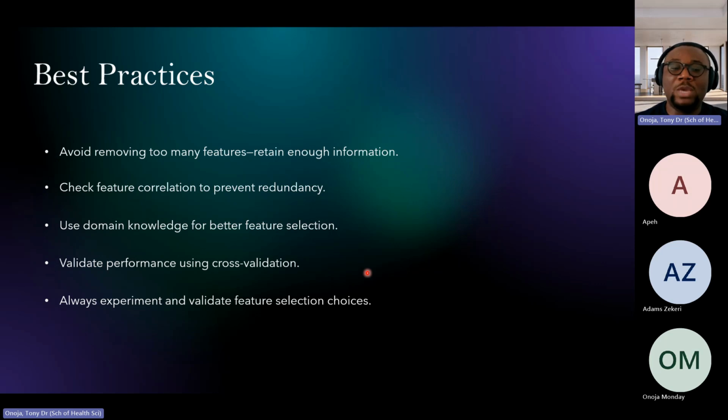Then we talk about always experimenting and validating the feature selection choices. Don't just settle for one feature selection choice alone and say, oh, this is fine. Explore other features and see their angle.